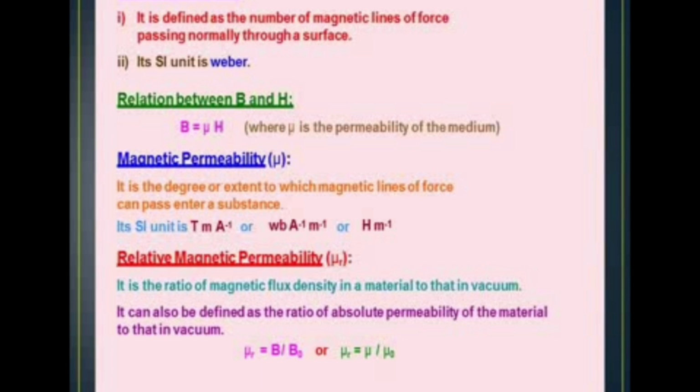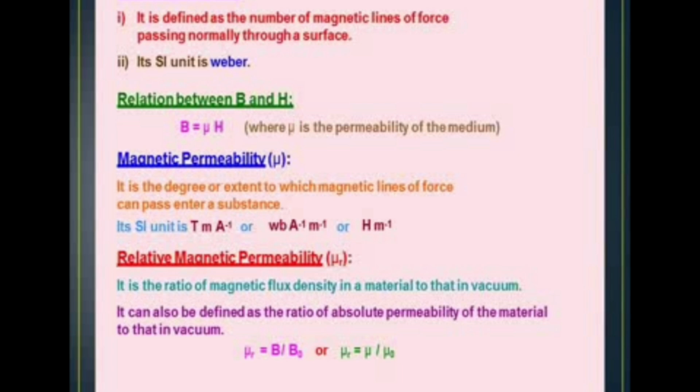So magnetic flux means the number of magnetic lines of force passing through a given area, or normal to the surface area. That is called magnetic flux. Its SI unit is Weber. So what is the relation between B and H? B equal to mu into H, where mu is the permeability of that medium. So next we are going to see the magnetic permeability.